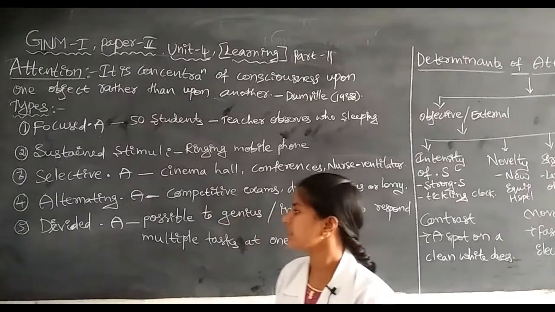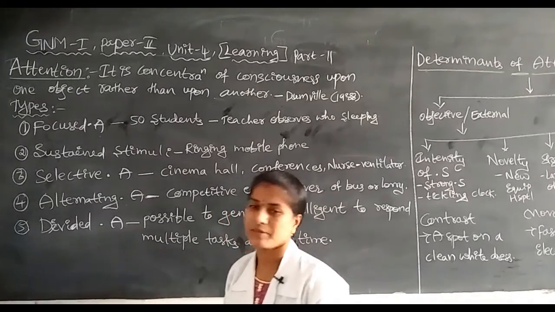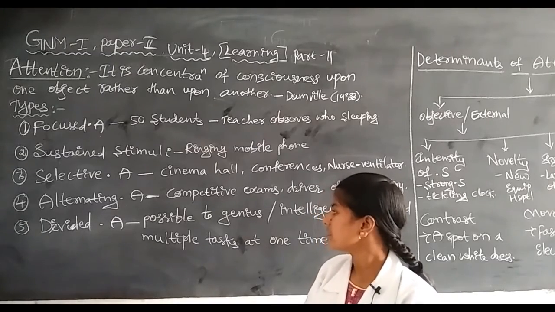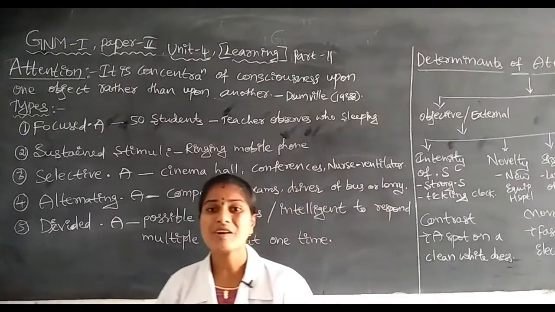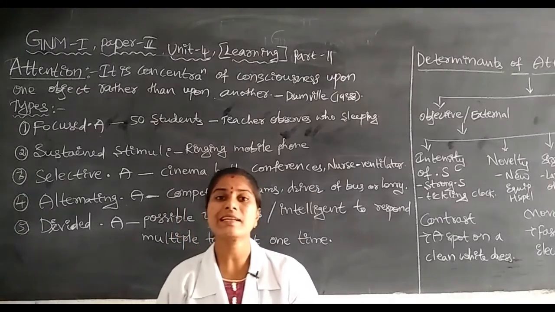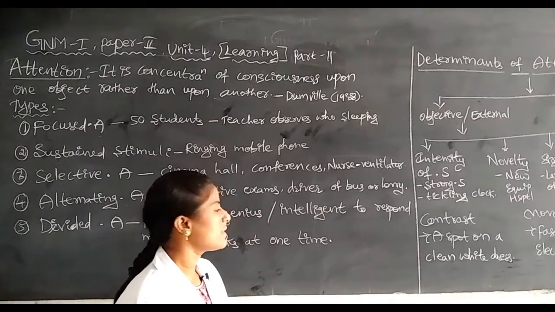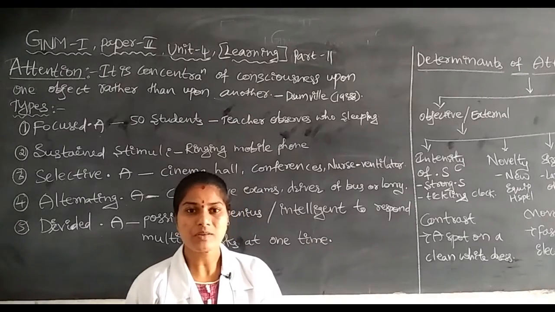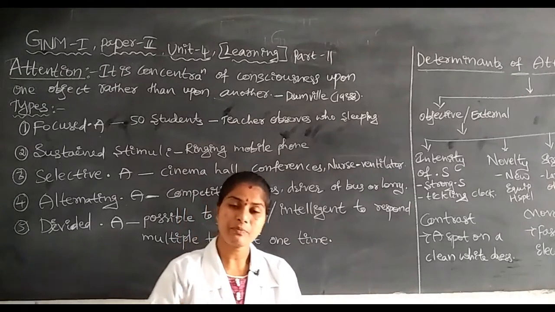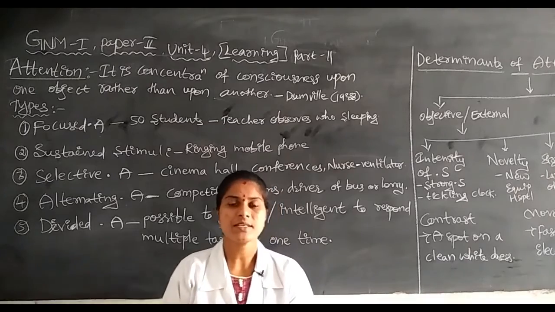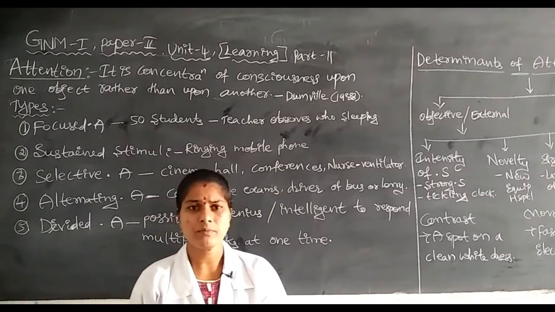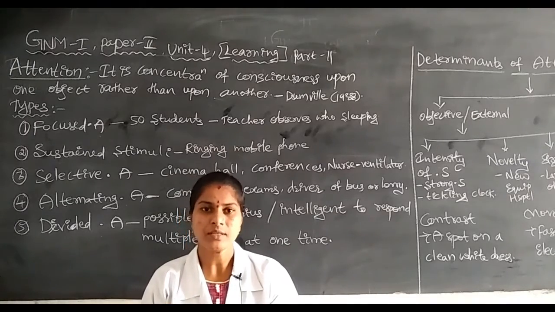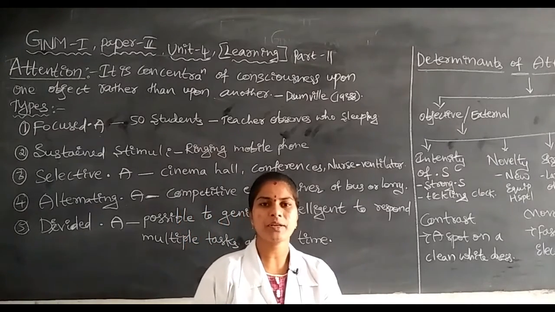Next another one, that is the divided attention. In this divided attention, what happens is that there are some genius or intelligent questions, multiple questions, some multiple tasks. In those multiple tasks, the person, using their intelligent capacity, as a genius, gives answers to that particular task.